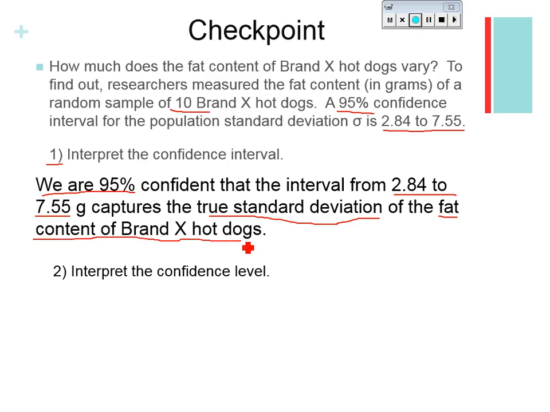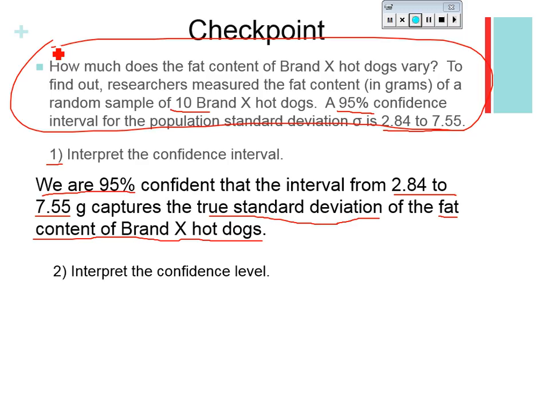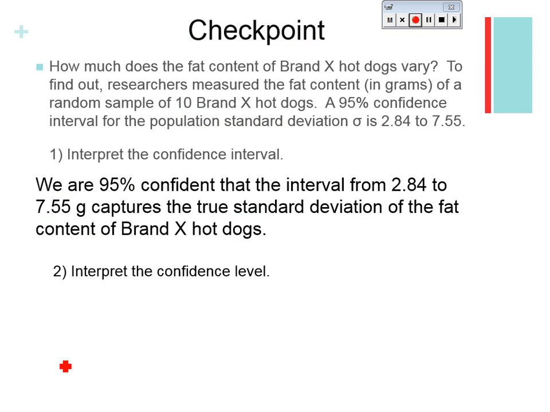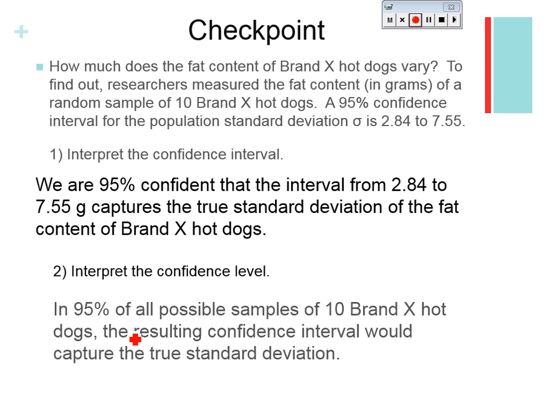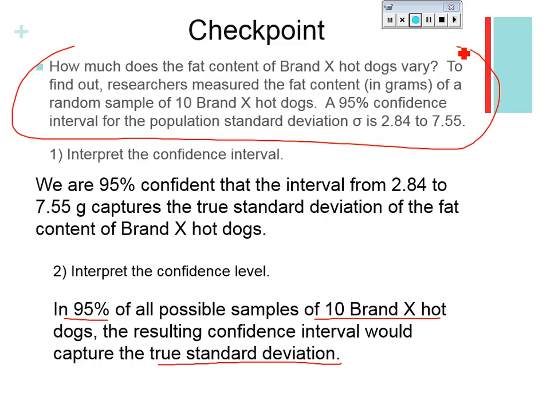Just notice that what I'm underlining here are the parts of this that would change based on the information given in the question up here. Okay, so that's number one. For number two, interpret the confidence level. What we would say there is, in 95% of all possible samples of 10 Brand X hot dogs, the resulting confidence interval would capture the true standard deviation. Once again, I'm simply underlining the parts of the interpretation that come from the information given in this example right here.